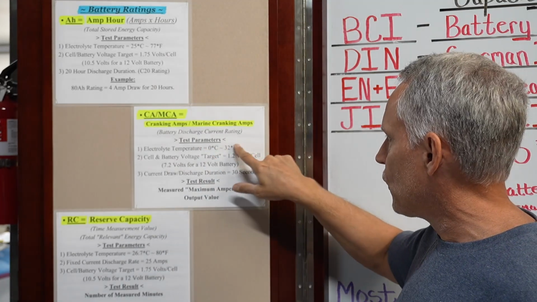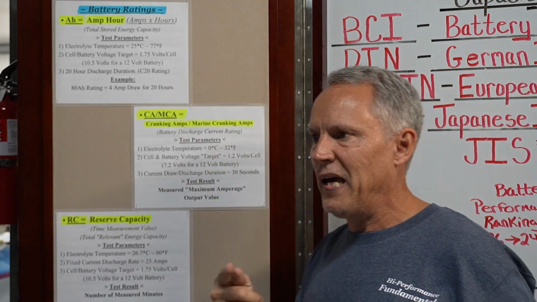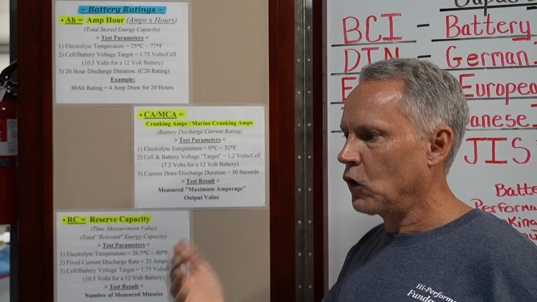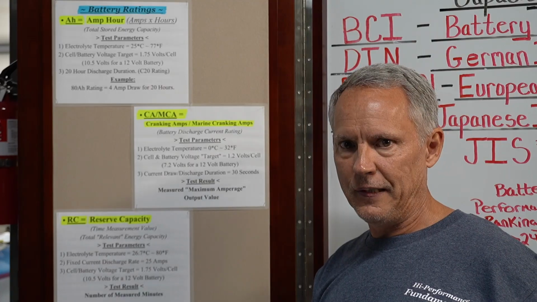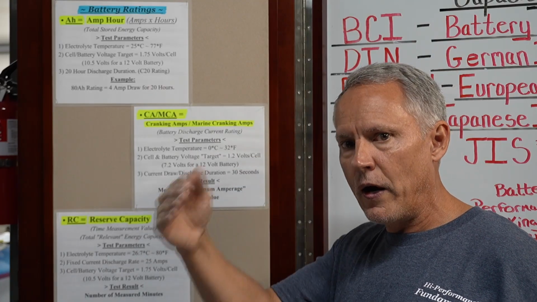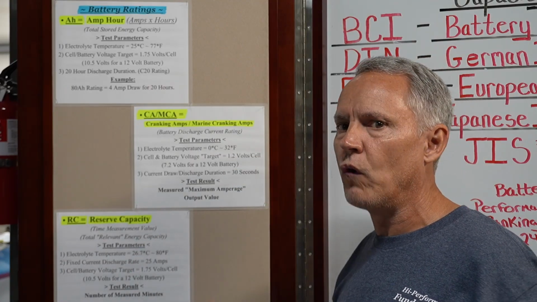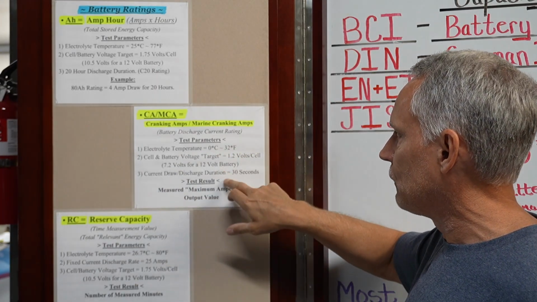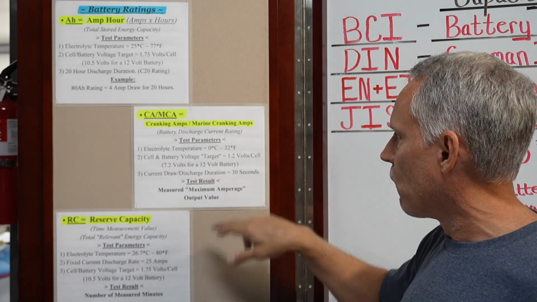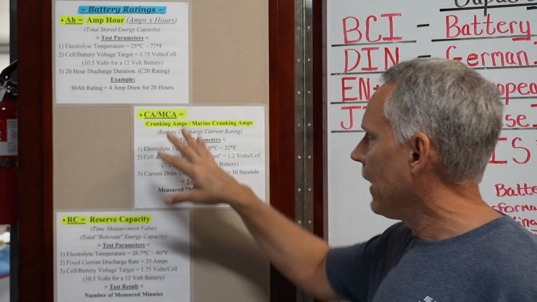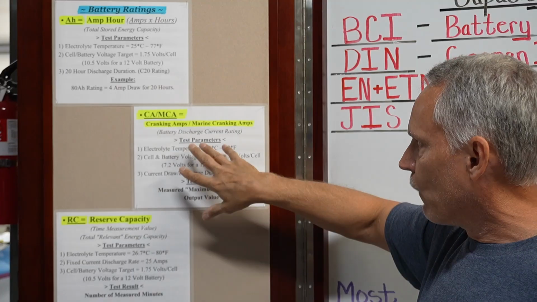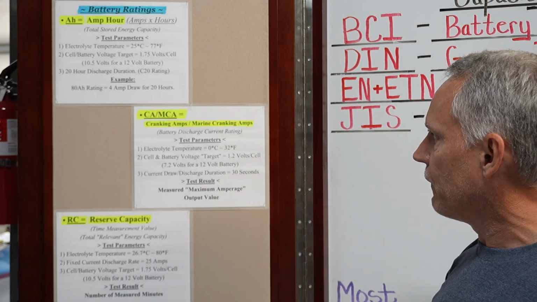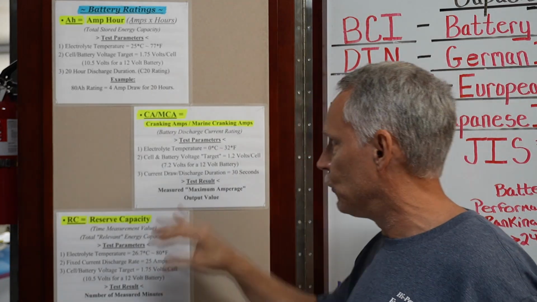Okay, so this is going to become important as we move on, and you'll see why in a minute, but this temperature right here is critical. The reason being that as a battery's temperature goes up or down, its capacity changes. The colder the battery gets, the lower its capacity, right? The hotter the battery gets, the greater its capacity. It can actually discharge greater amperage, greater volume of current, okay? So these temperature ratings are very important. The target voltage is important. The duration of the test is important. So anyways, in a CA, MCA rated test, our test result is our measured maximum amperage output value during this test, all right?